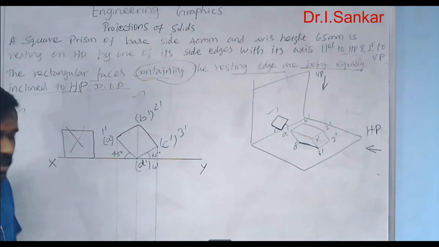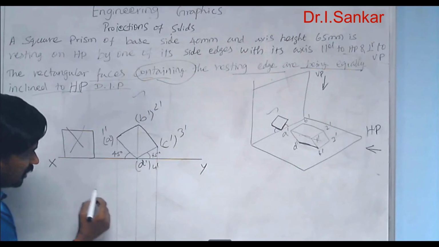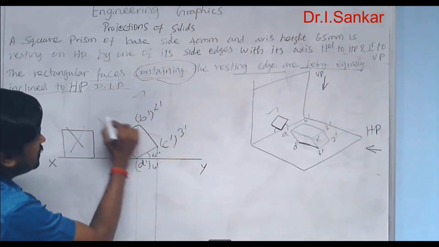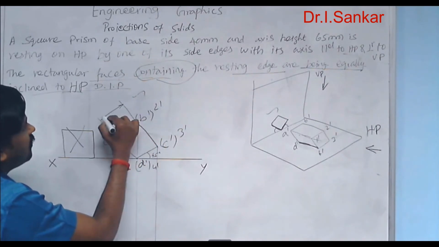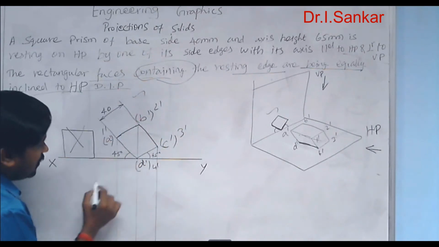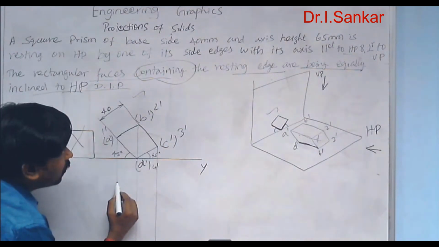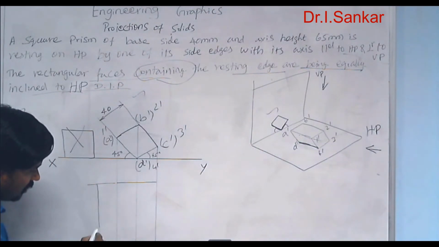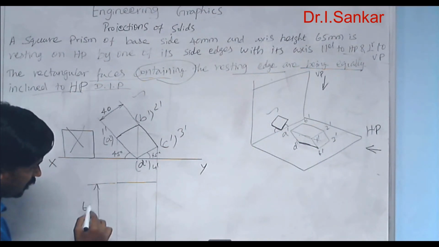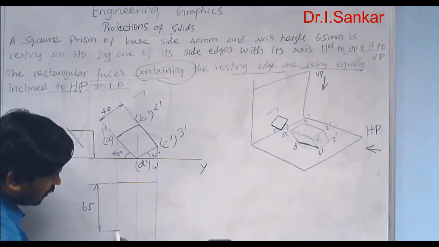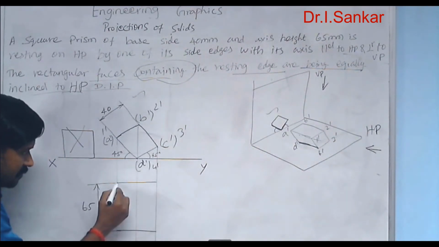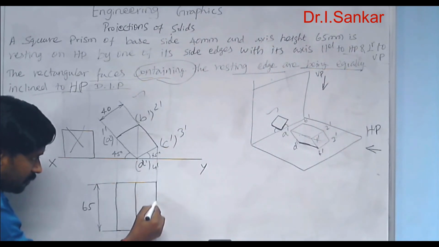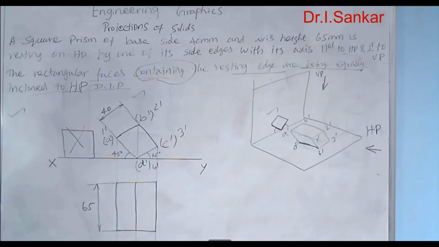Just the projectors. After that, actually the axis height is 65 mm. The base edge length is given as 40 mm. The axis height given as 65 mm. So start the solid from anywhere. With the 65 mm measurement, you can draw the face. And this is nothing but your lateral view of the solid.